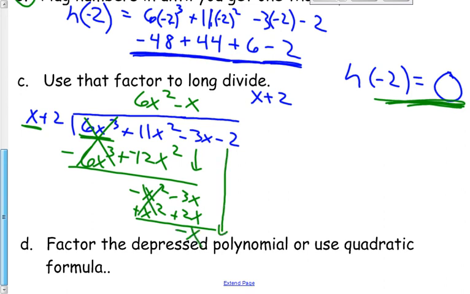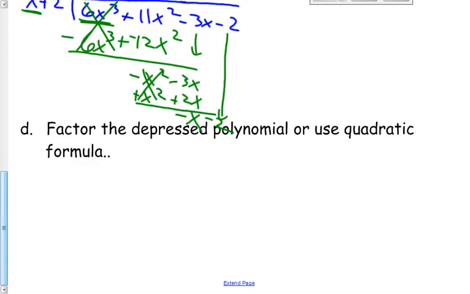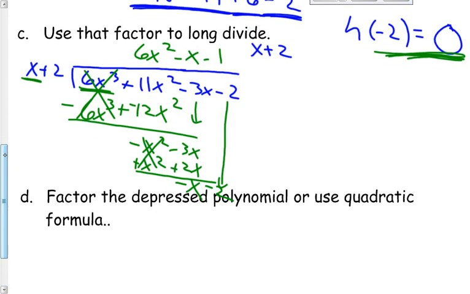Bring down this negative 2. So now we ask ourselves the question, x times what gives a negative x, and that is a negative 1. Because a negative 1, multiplying back down, a negative 1 times x is a negative x, and a negative 1 times a positive 2 is a negative 2. So now we're going to do the opposite. So add here, add here. This cancels out, and a negative 2 plus 2 is 0.